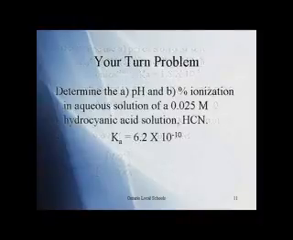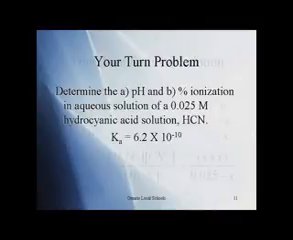Well, time to see what you have learned. Try this problem. I want you to determine the pH and percent ionization in aqueous solution of a 0.025 mole per liter hydrocyanic acid solution, HCN, and the Ka value for this is 6.2 times 10 to the negative 10th. I'd like you to pause the podcast and try and solve this problem. Use the same steps that we did before, and then when you're ready and have an answer, go ahead and resume the podcast and we'll work through it together. Thanks.